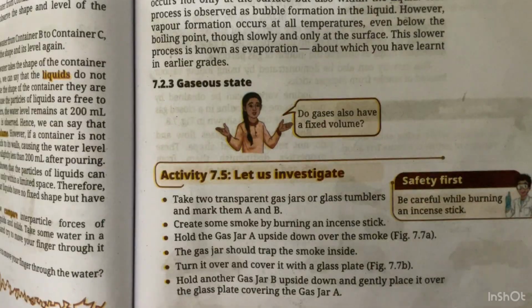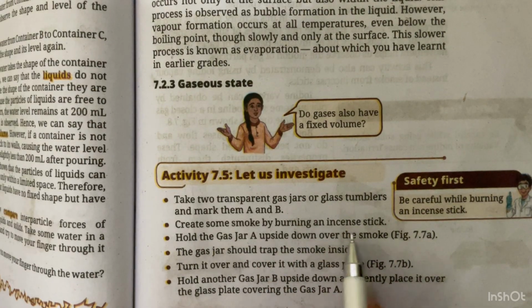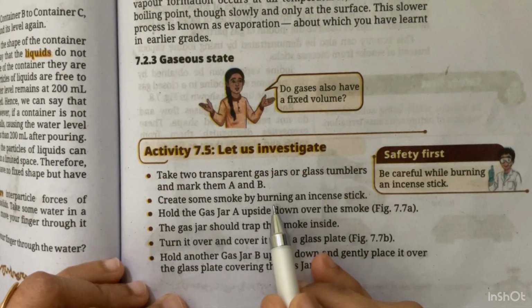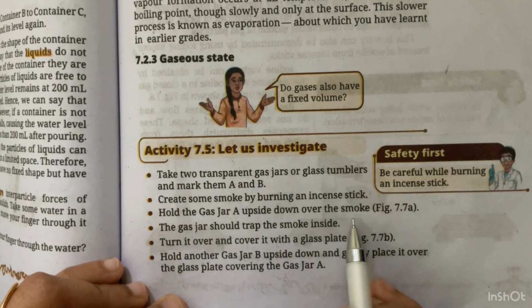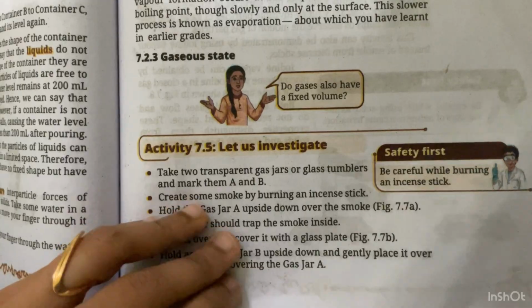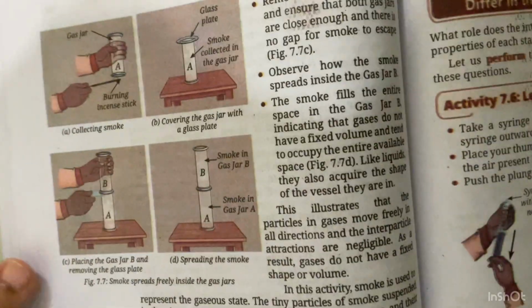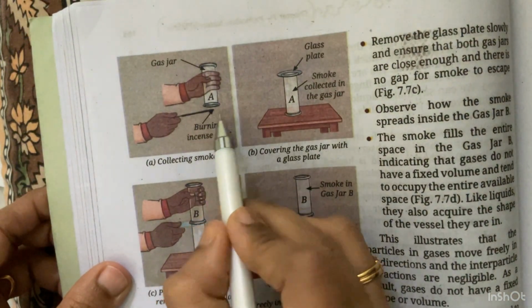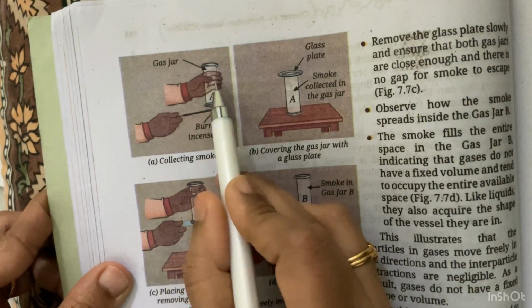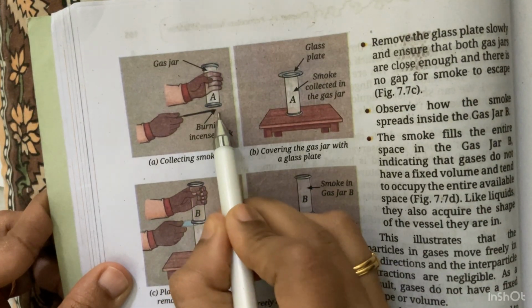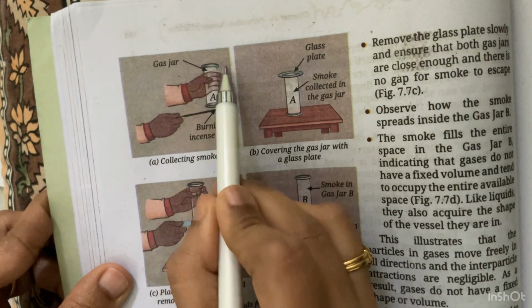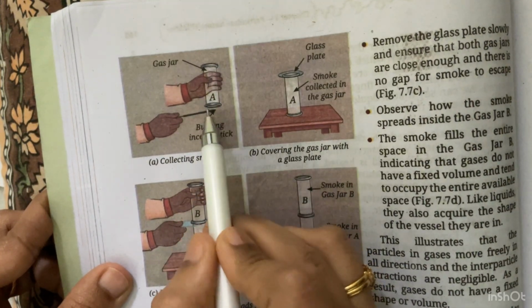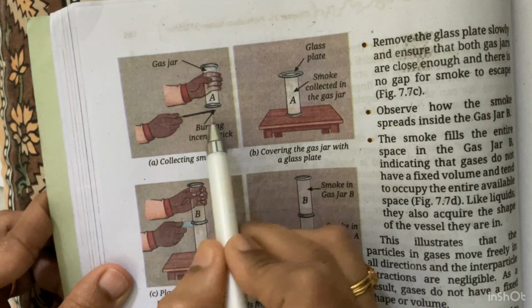In the next step, create some smoke by burning an incense stick. After that, hold jar A upside down over the smoke. See here how we have to hold the jar. We hold it upside down, so the open mouth of the jar is at the bottom, and it will collect the smoke of the incense stick. One side should be closed, it should not be open.